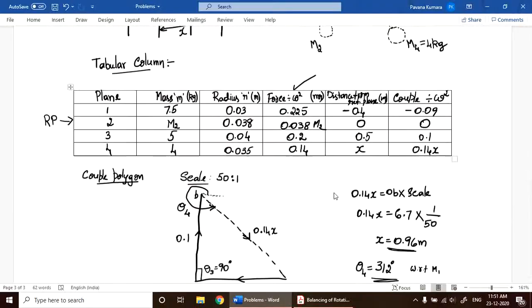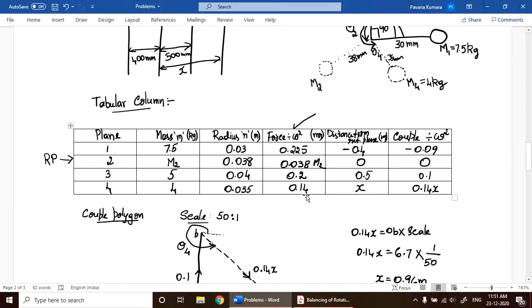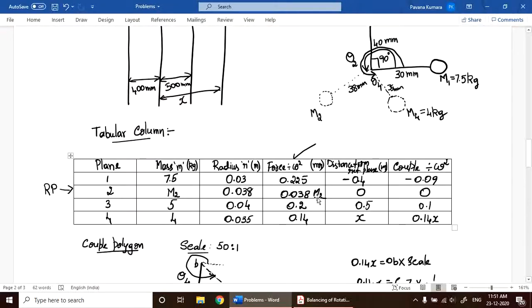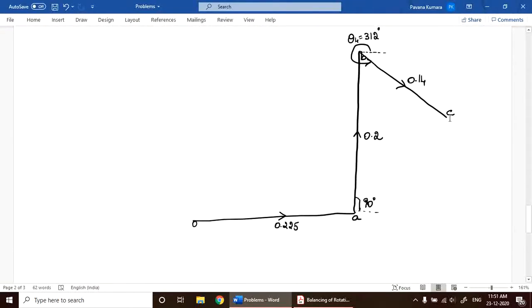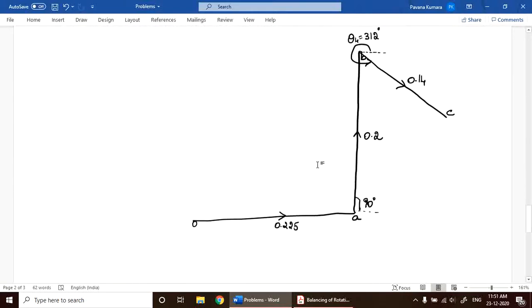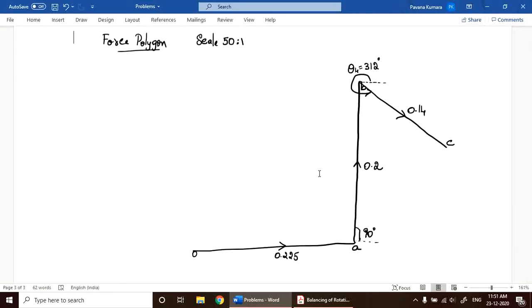So we finished the first, third and fourth, correct? For the system to be balanced, the polygon has to be closed. I told you in the last class also. So the remaining part, the gap between C and O, has to be filled by the second plane. Only that is remaining. Clear? If we get that length, we can find the value of M2. So just join point C and O, moving from C to O.